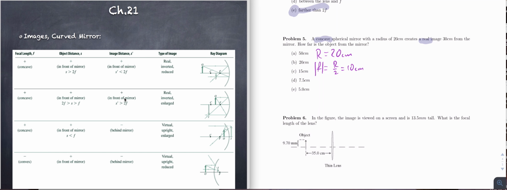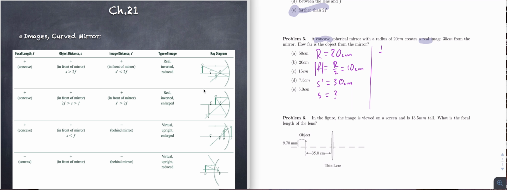So if the radius of the focal point is 10 centimeters and it creates a real image at 30 centimeters, that means, again, we're either at these two positions here. And we want to know now 20 centimeters, so we know S prime is 30 centimeters. S we don't know. And I think that's it, right? How far is the object from the mirror?